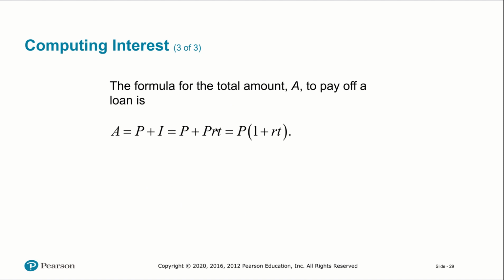Now, remember that this PRT is the interest. So if you want to know the total amount to pay off a loan, it is going to be the original principal plus however much interest you paid, right? So it's going to be P plus PRT. If you factor out the P, you end up with P times 1 plus RT. So this is what we call the future amount, or the amount that you're going to owe in total.